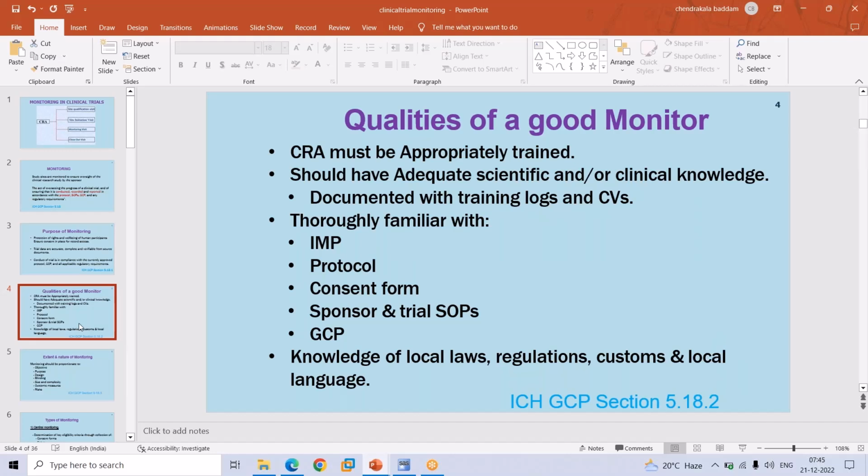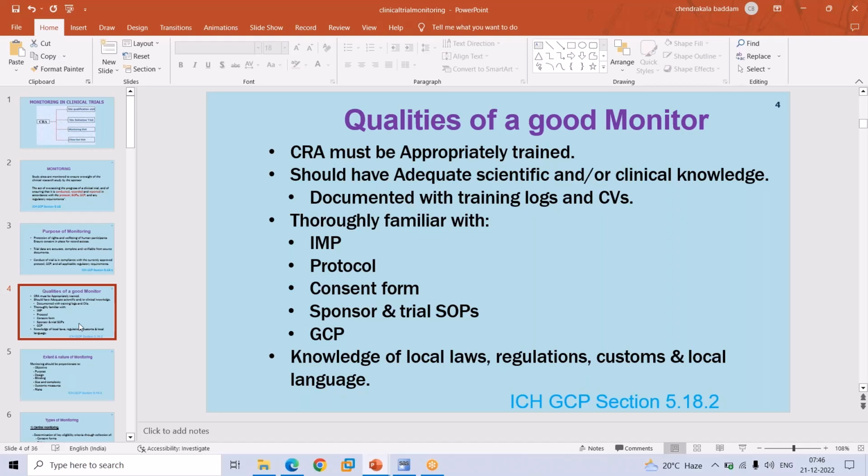Okay. So, qualities of a good monitor. The CRA must be appropriately trained. He must have adequate clinical and scientific knowledge. This will be documented with the resume, CV, and training logs. Whether he is appropriately trained, whether he has adequate knowledge, will be documented with the training logs and by maintaining CVs.